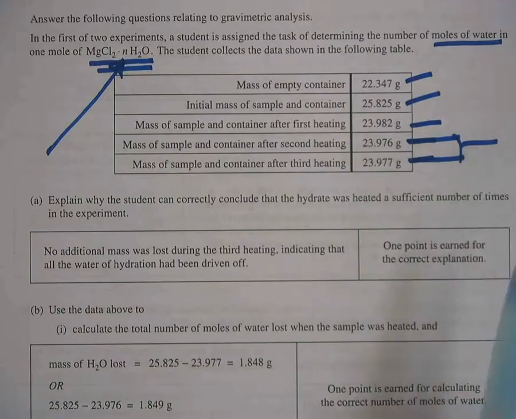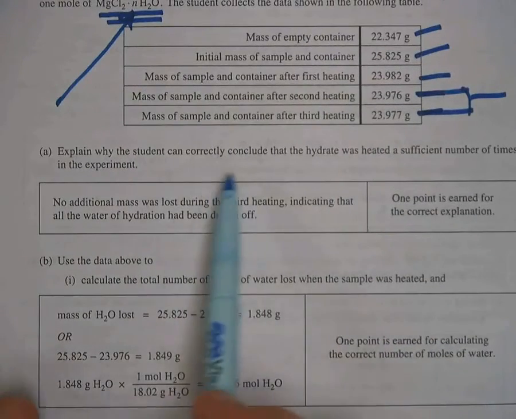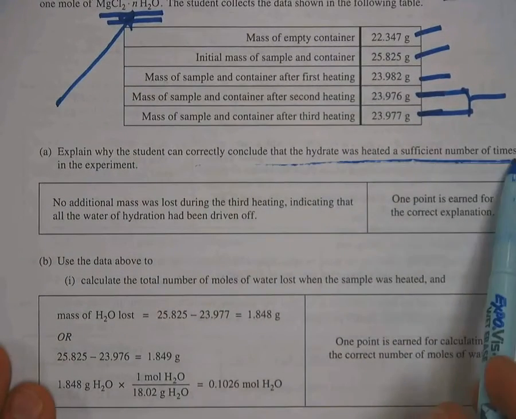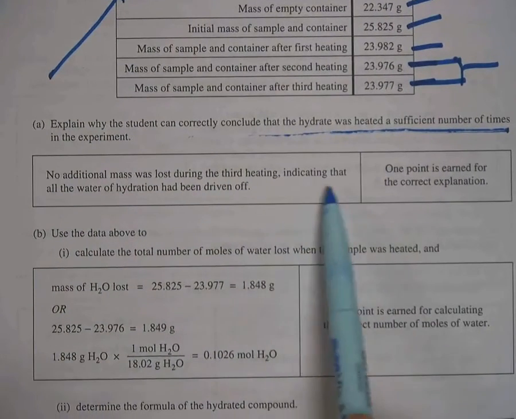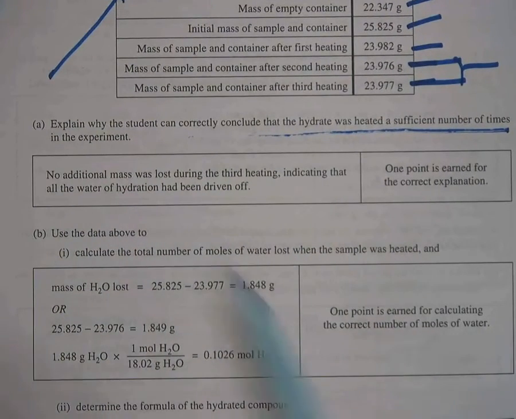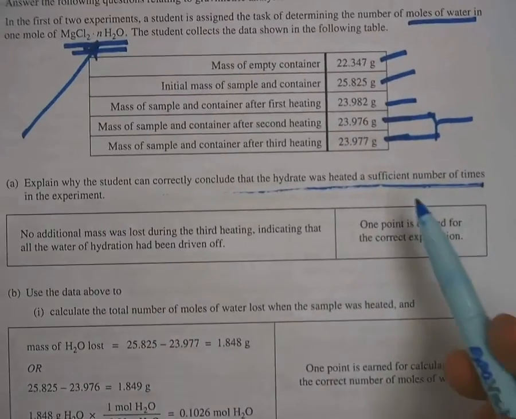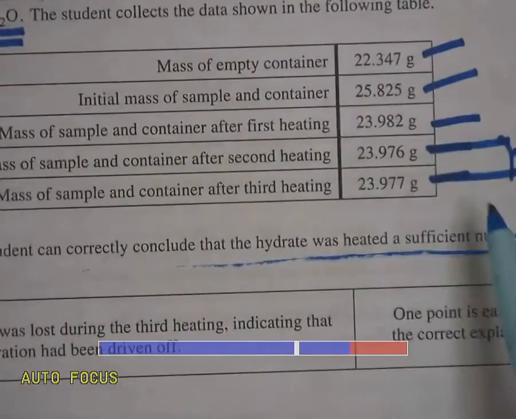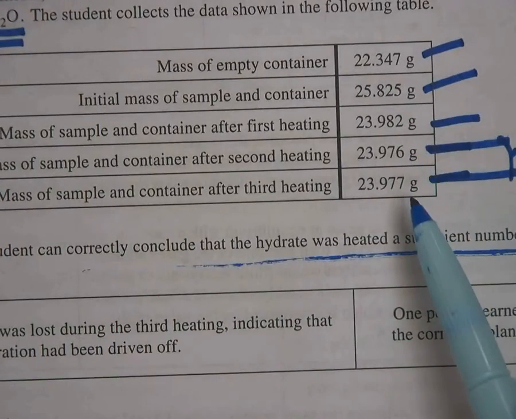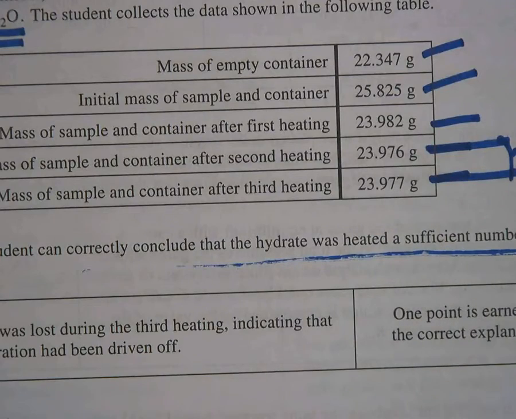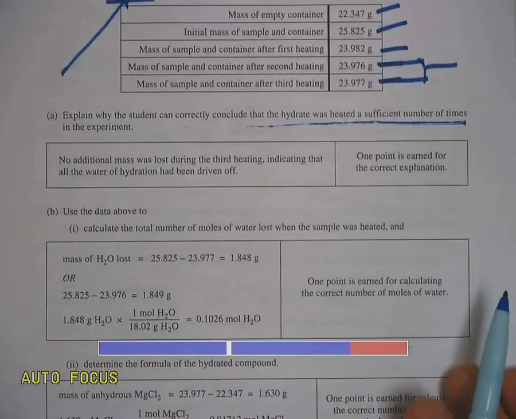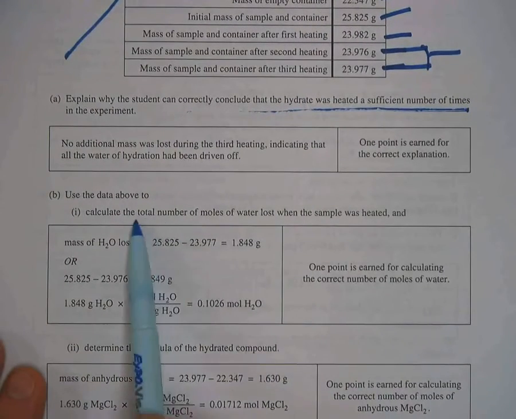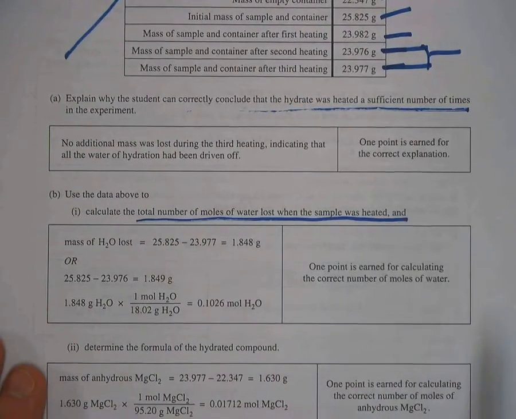the water. So first of all, explain why the student can correctly conclude that the hydrate was heated a sufficient number of times. No additional mass was lost during the third heating, indicating that all the water of hydration had been driven off. Now some people get in a panic mode here because they look at this and they'll say, yeah, but this and this are off by like 0.001 grams. You know what? In a lab, that is close enough, okay? That is close enough.